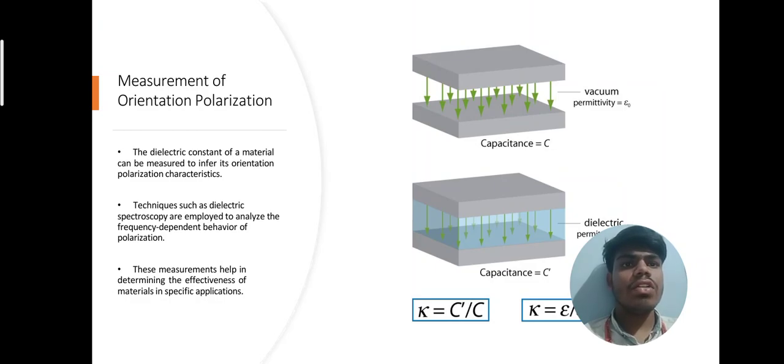Measurement of orientation polarization. The dielectric constant of a material can be measured to infer its orientation polarization characteristics. Techniques such as dielectric spectroscopy are employed to analyze the frequency-dependent behavior of polarization. The measurements help in determining the effectiveness of materials in specific applications.